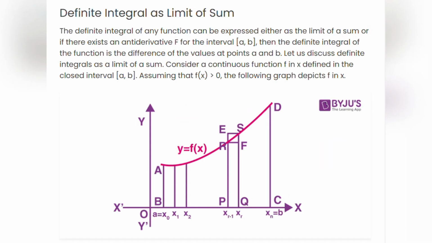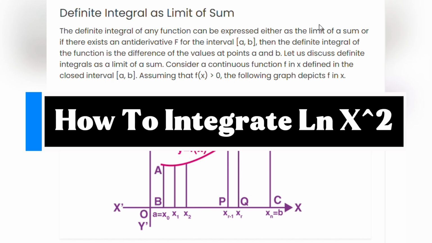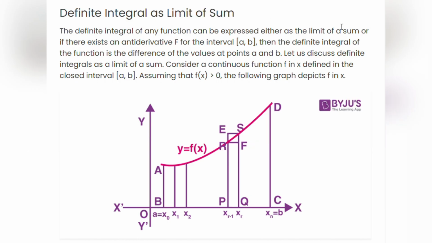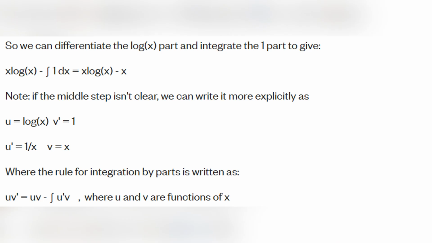Today we're going to see how to integrate ln x squared. We want to solve the integral of (ln x)² with respect to x. The formula is the integral of u dv equals u times v minus the integral of v du. We choose u equals ln x and dv equals ln x dx.